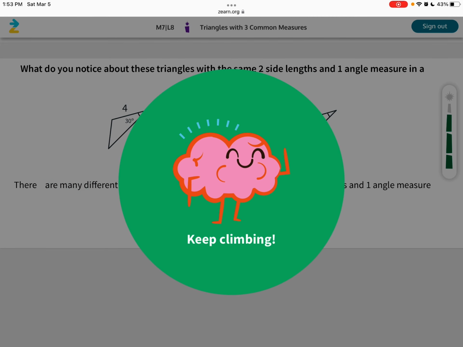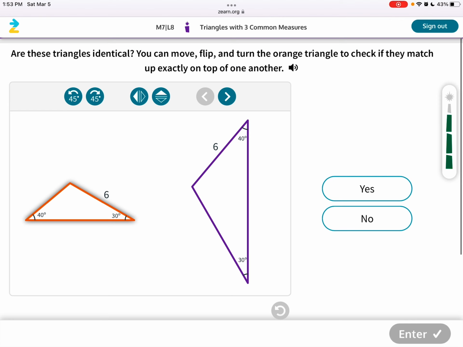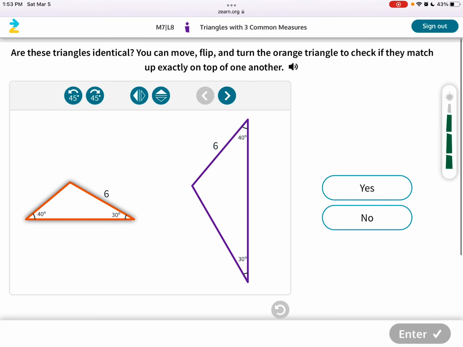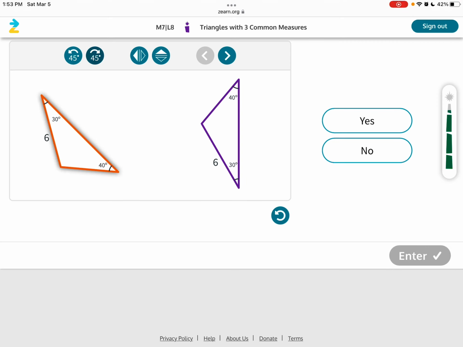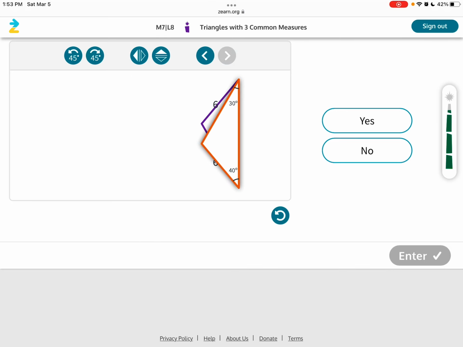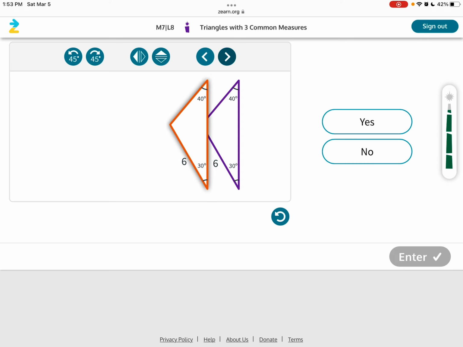And then we're on the last little block of this. So you have 40 and 30, and then 6 on the top. But they are still not identical. Now with this one, we could turn it, turn it, turn it, turn it, turn it. One more time, slide it over. There you go. So these ones would be identical.